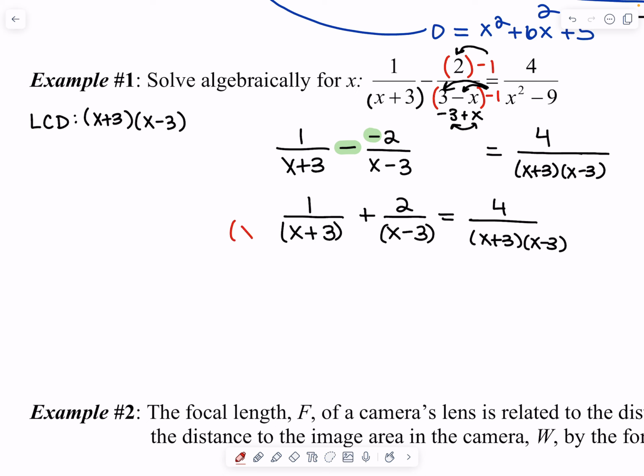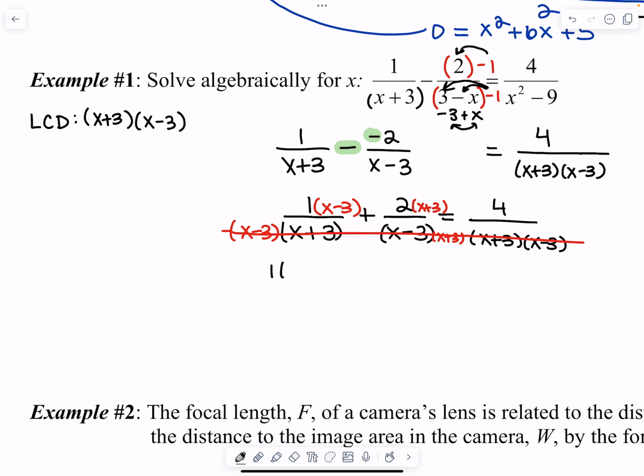So now let's come back to the first term. I'm going to multiply by x minus 3 over x minus 3. Middle term, x plus 3 over x plus 3. And I shouldn't need to do anything to that last term because it already has it. I'm just going to cross out my denominators, and I only had to change the numerators in my first 2 terms.